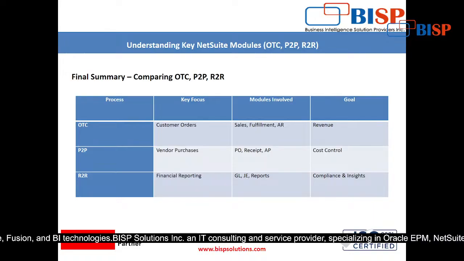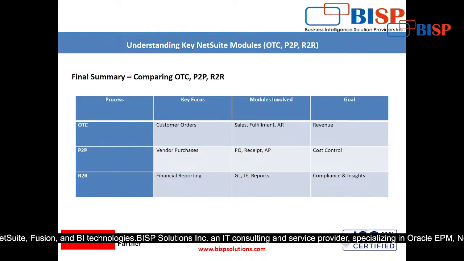Then you will see the P2P, with vendor purchases. Order to cash means we are selling items to the customers, so it is completely dependent on the customers. P2P means we are purchasing items from the vendors. The modules involved are PO, receipt, and AP, and then the cost control.